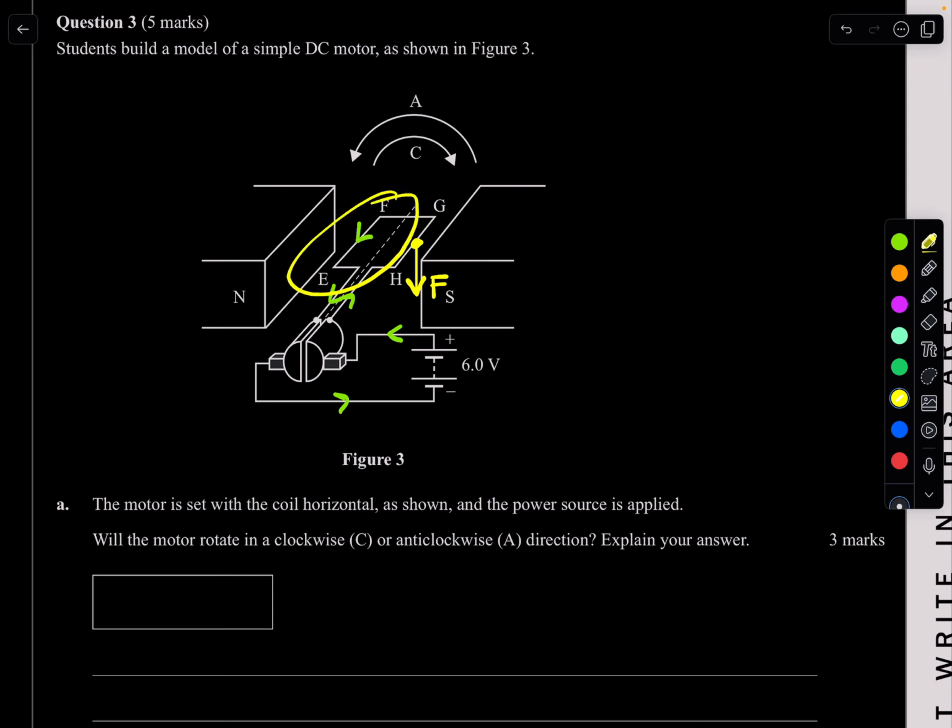Beautiful. Now let's try F and E. Remember, there's no force produced here because they are parallel to the magnetic field lines. Remember, when the current is parallel to the magnetic field lines, there is no force produced.